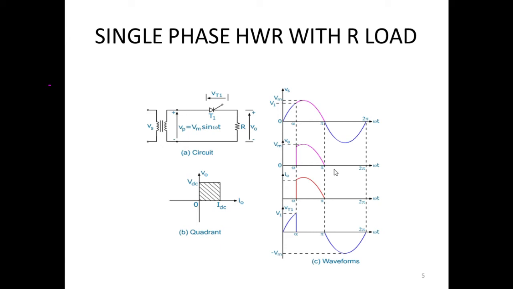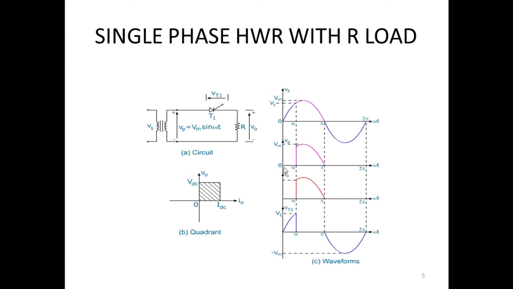Output voltage can be controlled during the period of conduction. The voltage drop across the device, that is the drop across the thyristor shown here, is less than 1 volt.